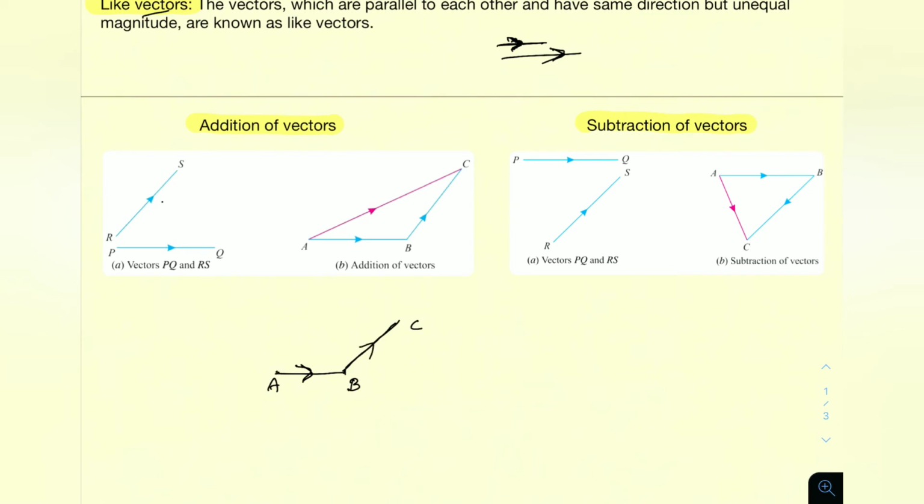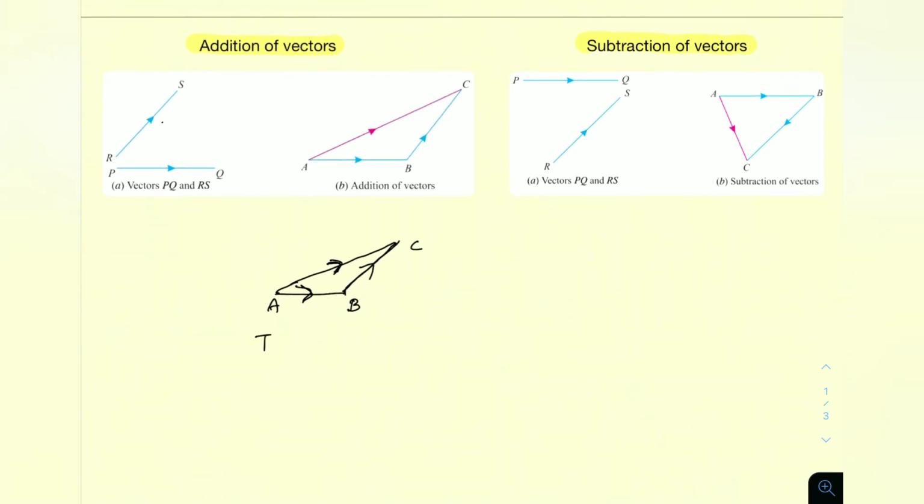And the diagonal or the closing line of this will represent the resultant, or addition, of the vectors PQ and RS. So AC here represents the magnitude and direction of the resultant vector, or addition, of AB and BC, or PQ and RS vectors. So that is addition of vectors. This is the triangular law of vector addition because this is a triangle.